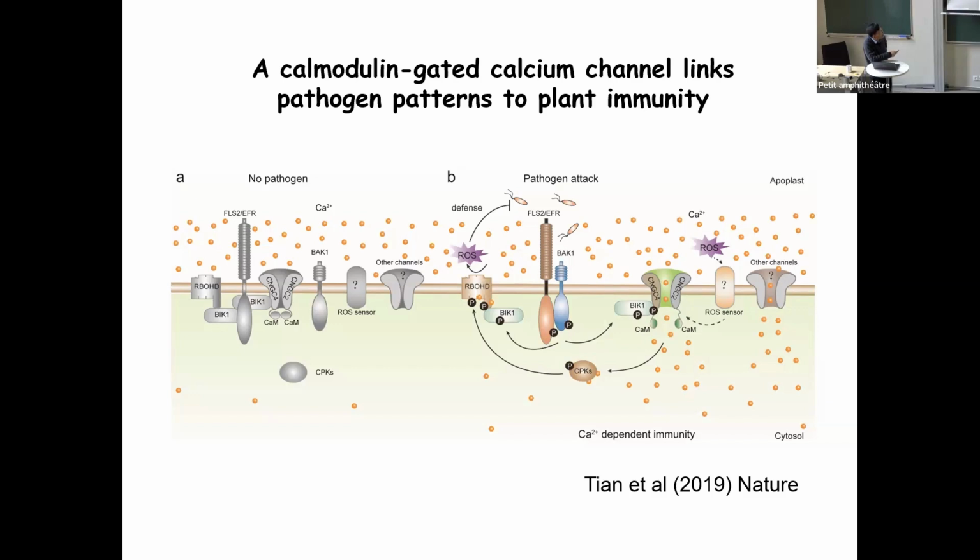And in response to pathogen patterns, the pattern receptors get activated, and they in turn activate downstream protein kinases such as BIK1 that phosphorylate one of the subunits of the channel and then turn on the channel. So without pathogen, the channel is closed because of calmodulin binding. After phosphorylation, somehow the channel is open. The mechanism of opening of the channel still remains unresolved at the structural level. This is one of the channels involved in pattern-triggered immunity.